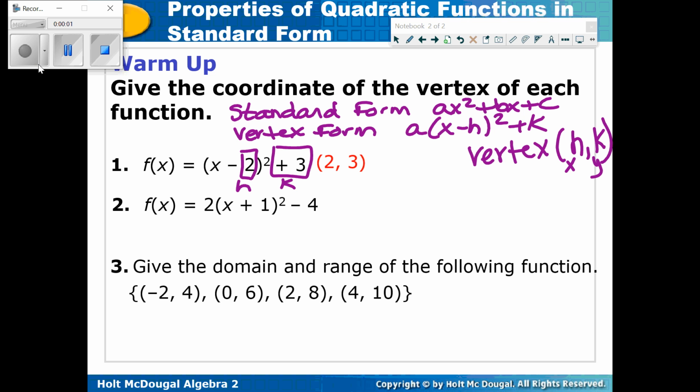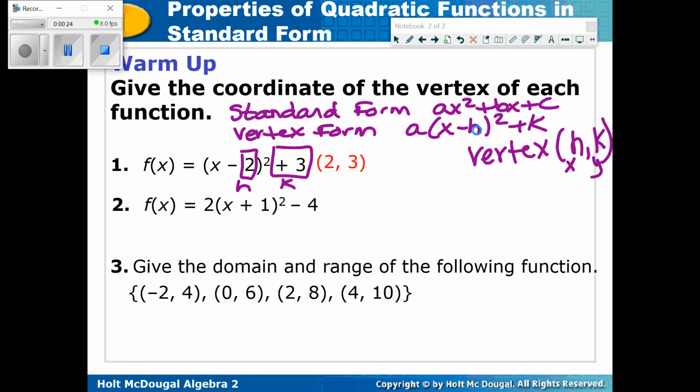When we have a quadratic, we have standard form, which is what we're used to, ax squared plus bx plus c. And we have vertex form, a(x minus h) squared plus k. When you're in vertex form, it tells you what the vertex is. The vertex of a quadratic is (h, k).